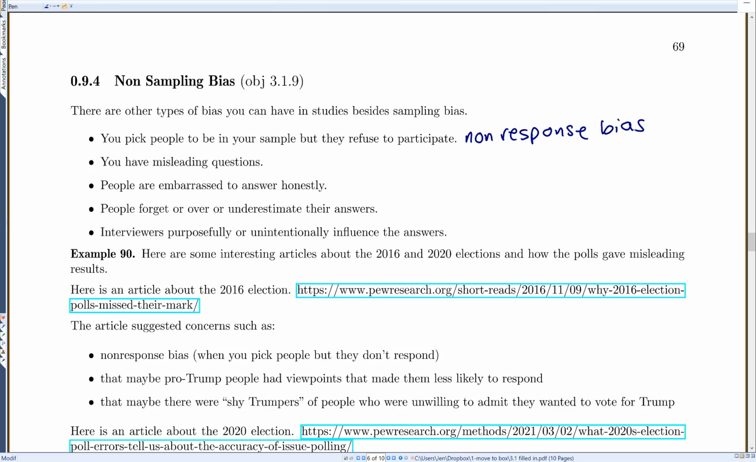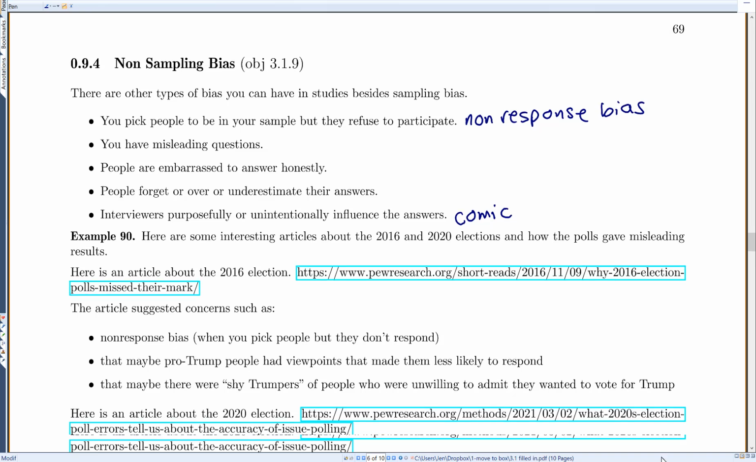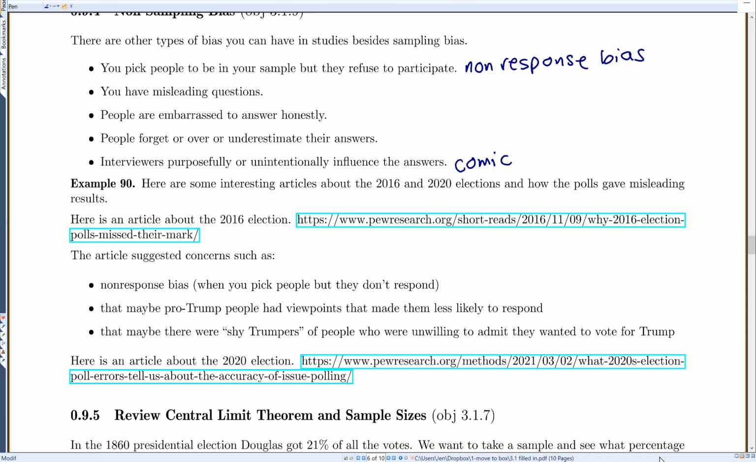So remember back to our comic. The interviewer was definitely influencing the answers. If you're interested, here are some interesting articles about the 2016 and 2020 elections and how the polls gave misleading results. For 2016, the article suggests a concern such as non-response bias. That's when you pick people but they don't respond. Or that maybe pro-Trump people had viewpoints that made them less likely to respond to the surveys. Maybe there were shy Trumpers, people who were unwilling to admit that they wanted to vote for Trump because they were that embarrassed about it. There's also a video on this same page as the video you're currently watching. If you prefer to watch the video, then read that article.